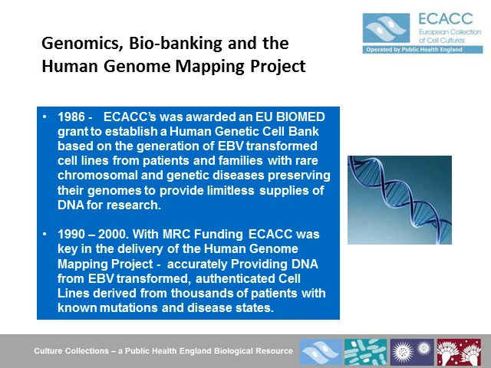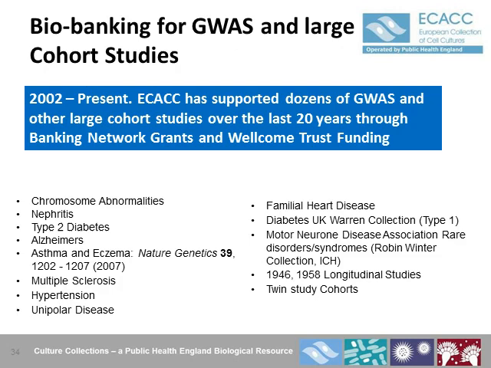And between 1990 and 2000, with MRC funding, ECACC was able to play a key role in the delivery of the Human Genome Mapping Project, accurately providing DNA from EBV-transformed authenticated cell lines derived from thousands of patients with known mutations and disease states. Since then, ECACC has supported dozens of genome-wide association studies and other large cohort studies through banking network grants and Wellcome Trust funding, allowing research into nephritis, diabetes, Alzheimer's disease, asthma and eczema, motor neurone disease, heart disease, to name but a few.